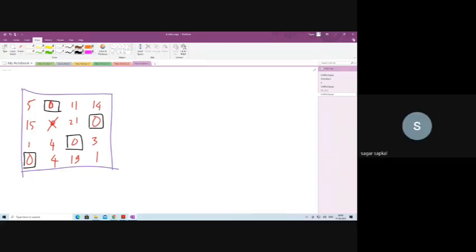Yes, sir. Okay. Now see how many assignments are there? Four. How many columns or rows are there? Four. So if the number of assignments is equal to the number of rows or columns, this is called an optimal solution.